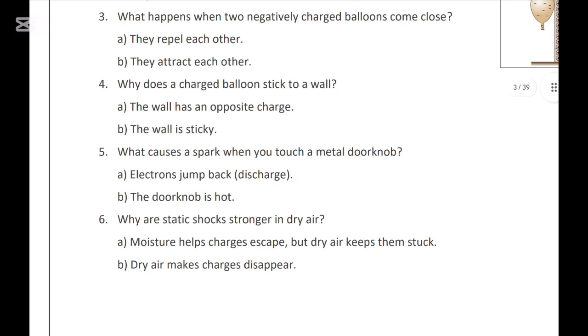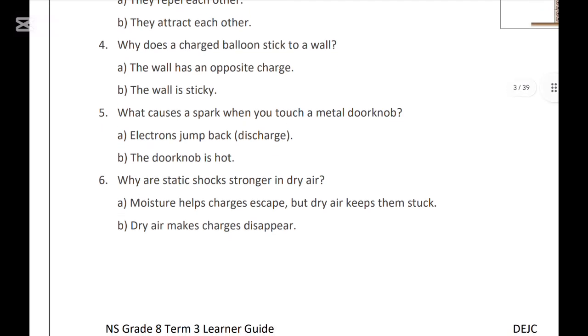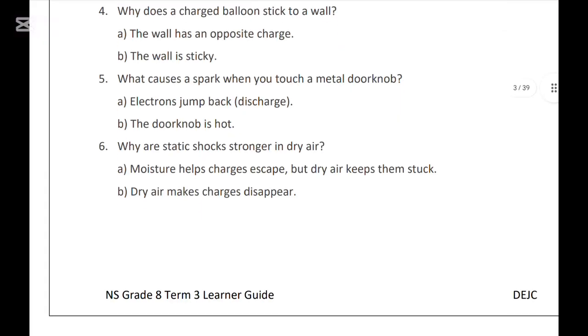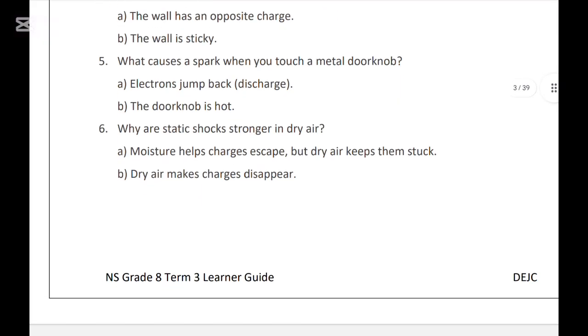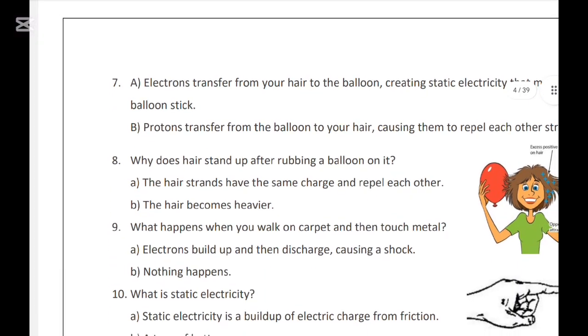What causes a spark when you touch a metal doorknob? A. Electrons jump back, discharge. B. The doorknob is hot. Yes, the answer is A, electrons jump back, discharge. Why are static shocks stronger in dry air? A. Moisture helps charges escape, but dry air keeps them stuck. B. Dry air makes them disappear. I would say A.